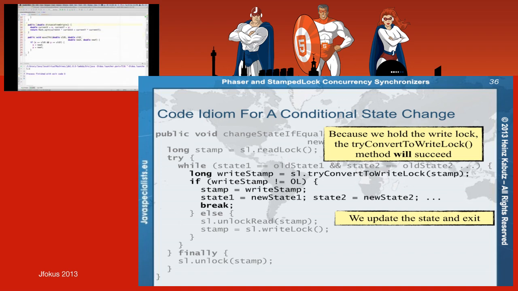So what you want to do is, first of all, get the read lock. So we're going to again say long stamp equals SL dot readLock. Then the try. And finally, we're going to say SL.unlock. Now, I don't know if you noticed this, but it wasn't an unlock write or an unlock read, because you actually don't know what it's going to be. It could be a read or a write. And so we just say unlock and put stamp in here. Okay?